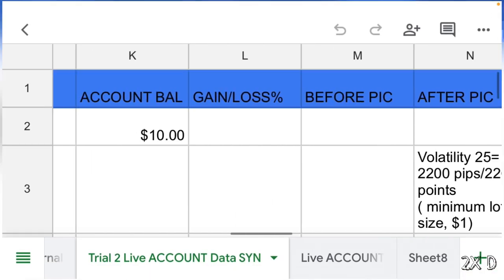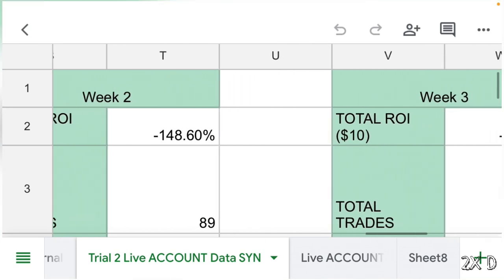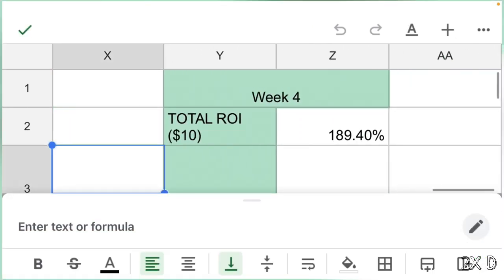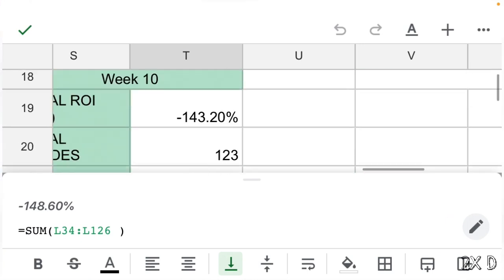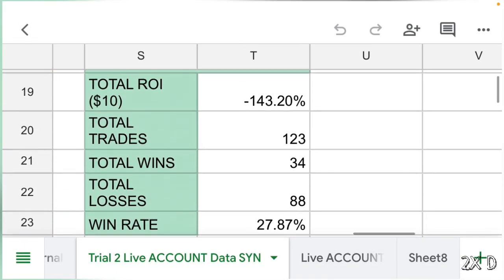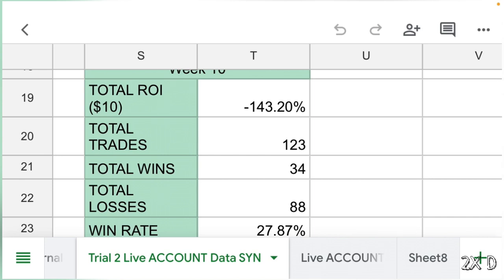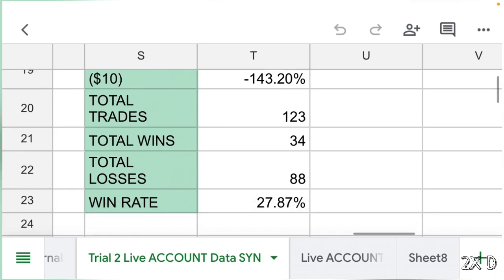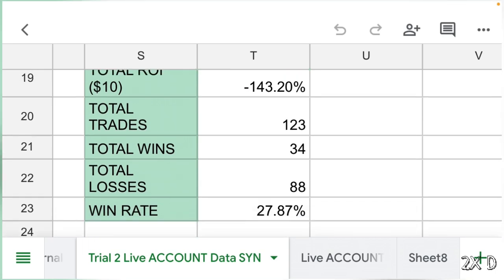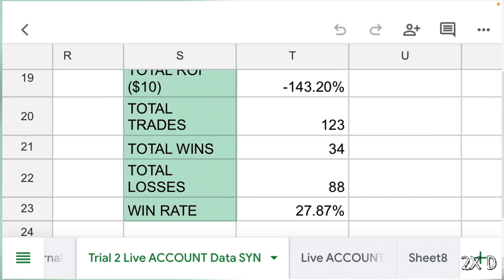Wait, I think it is the most we've ever lost. No, it's not the most. The most I'd ever lost was on week 2, 148%. So I'm not necessarily in the green, but yeah. So week 10 we lose 143% as a result of 123 trades. God damn. So much for risk management. 123 trades taken, total wins were 34, total losses were 88, and the win rate for that week was 27.87.